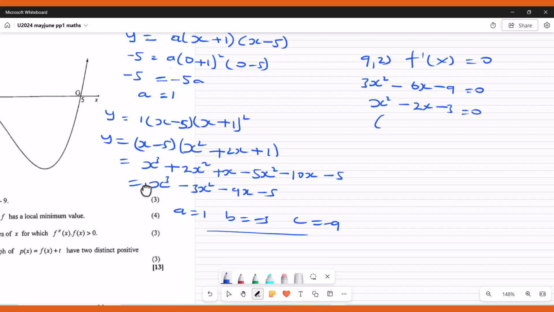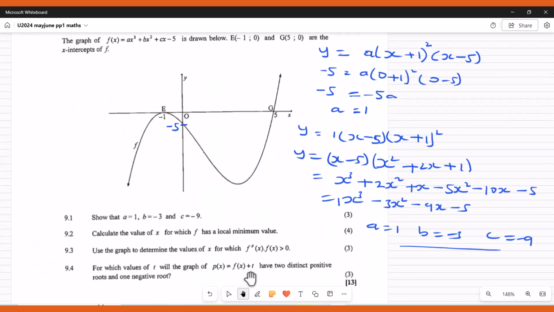So it's going to give us x minus 3 into x plus 1 equals 0. So it gives us either x equals negative 1, which we already saw, or x equals positive 3. What does the question want us to get?